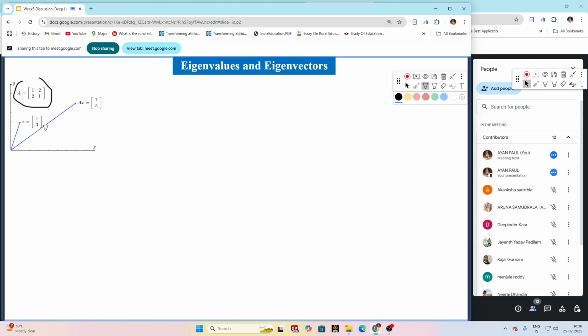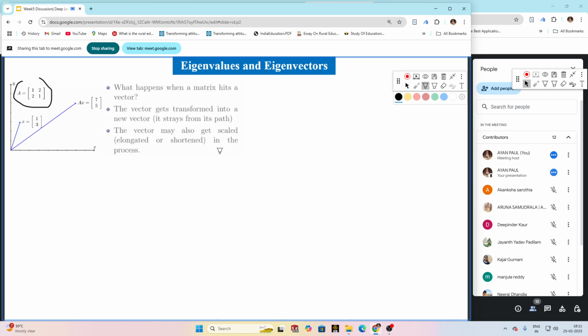Okay, so what happens if A is multiplied by x? Whenever a matrix is multiplied by a vector, the vector changes both its direction and magnitude. Okay, you can say this is the direction of the original vector. Now the direction has changed this way, and earlier this was the magnitude of the vector. Now the magnitude has also increased. Okay, so this is the characteristic of a matrix. Whenever a matrix is multiplied by a vector, it always changes its direction as well as magnitude.